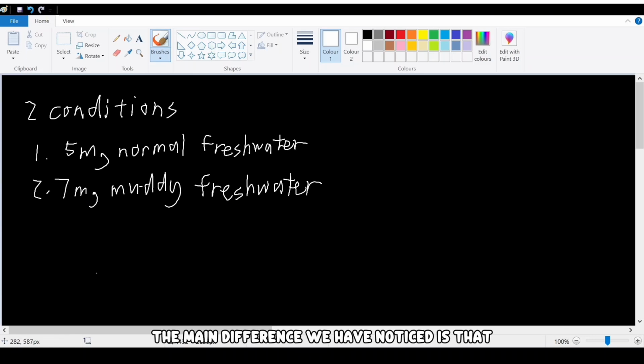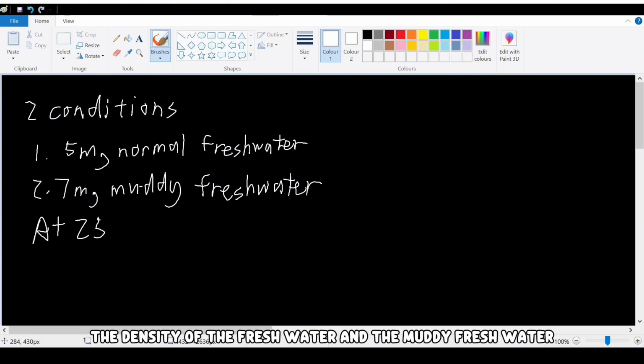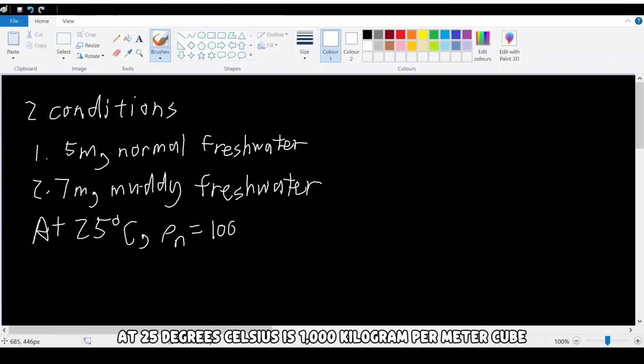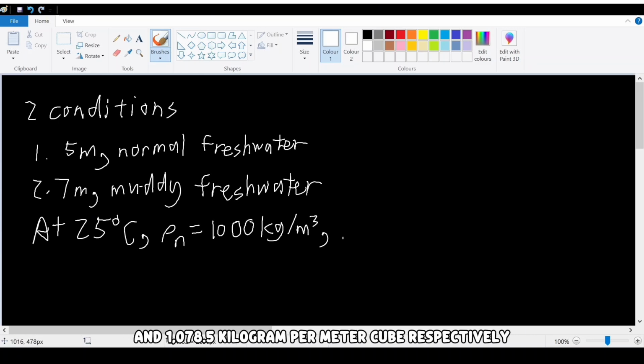The main difference we have noticed is that the density of the fresh water and the muddy fresh water at 25 degrees Celsius is 1000 kg per meter cube and 1078.5 kg per meter cube respectively.